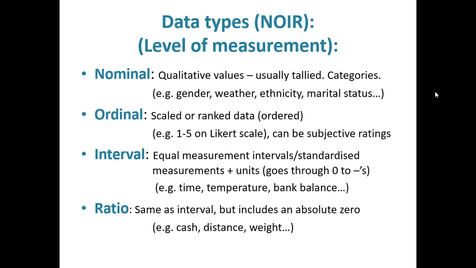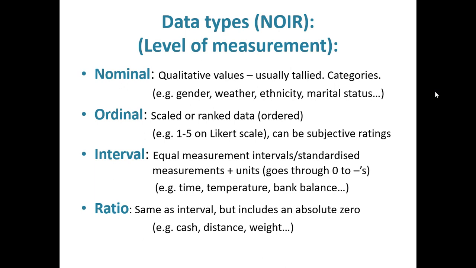So for example, time, temperature, that's interval data. So data that's on a fixed scale. Ratio data is the same as interval data, but has an absolute 0. So for example, distance is ratio data, because you can travel 0 distance, but you could travel any amount of distance.